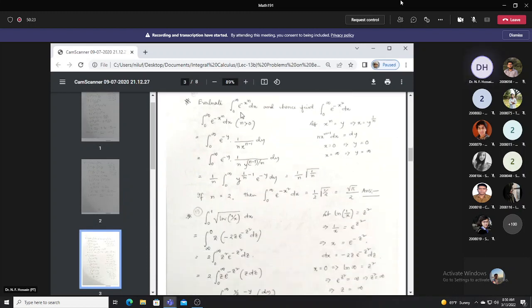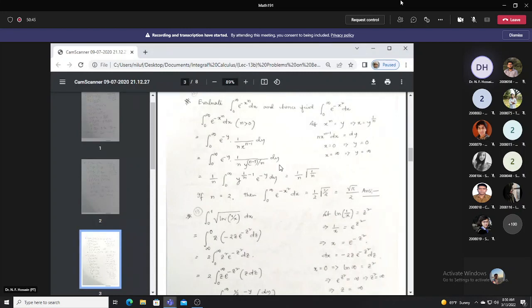Evaluate the integral from 0 to infinity of e to the power minus x to the power n dx, and hence find the value of this. Here our substitution should be x to the power n equal to y, which gives x equal to y to the power 1 over n. Take the differential: n x to the power n minus 1 dx equal to dy. When x is 0, y is 0. When x is infinity, y is infinity.